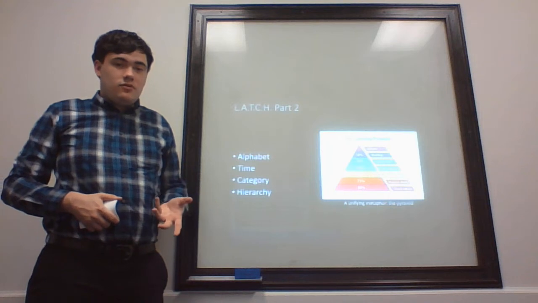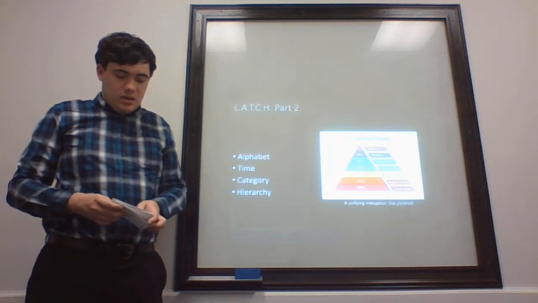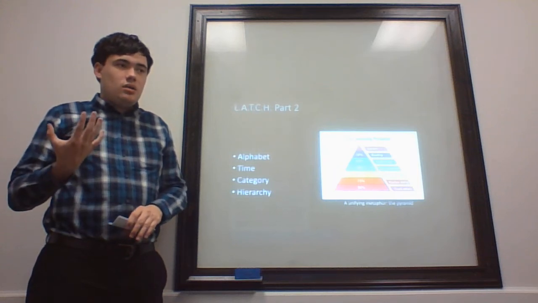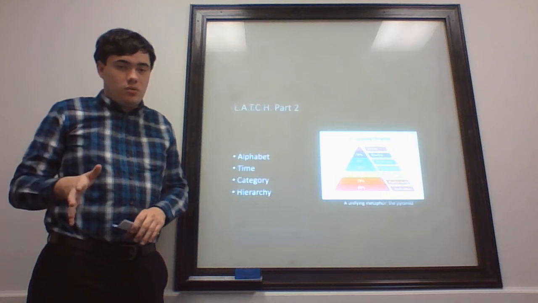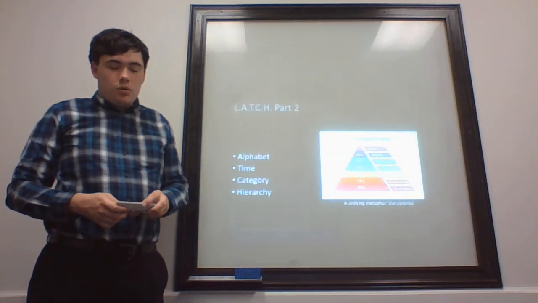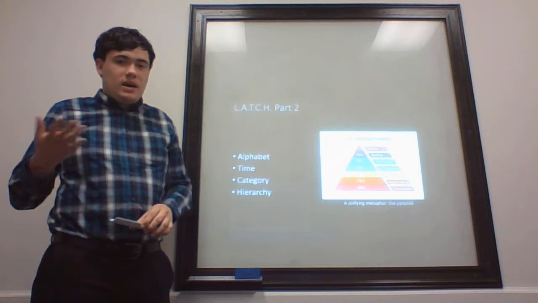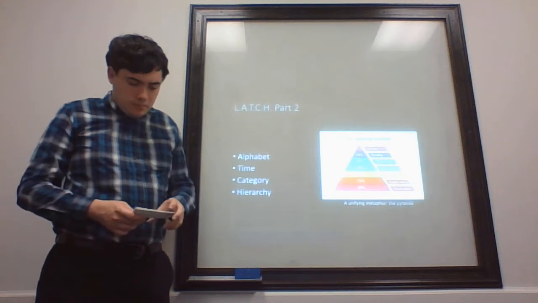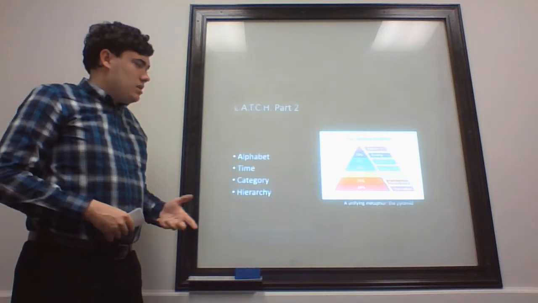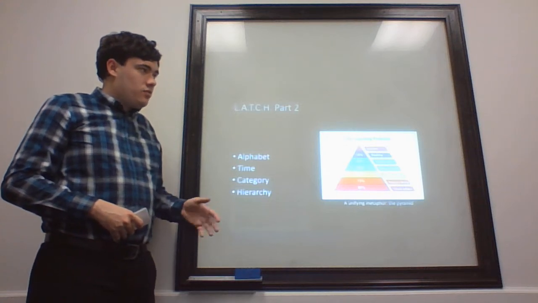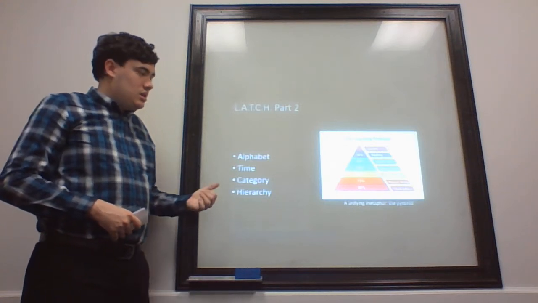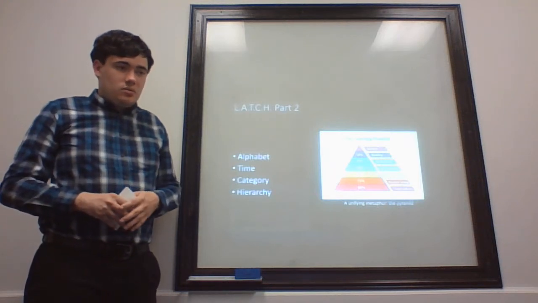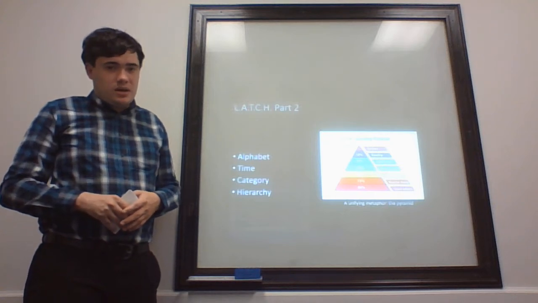Then you have time metaphors, and time metaphors are very important for storytelling. Time can be cyclical, which is great for life cycles, or it can move back and forth, like having a normal timeline, or flashbacks, things like that. Now, for category metaphors, they work best for very short lists, and they are the easiest way to organize your information, but they're not always the best way to do that.